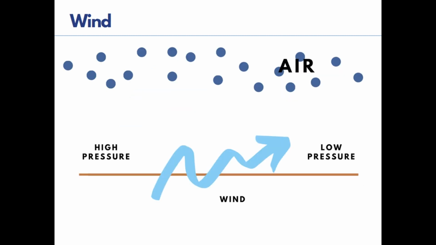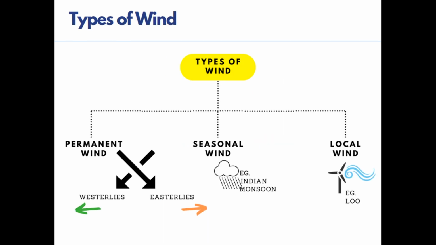Air always moves from high pressure area to low pressure area, and the moving air is called wind. A wind has the power to blow a leaf gently. Also, it can uproot a tree during a storm. There are three types of wind. They are permanent wind, seasonal wind, and local wind.